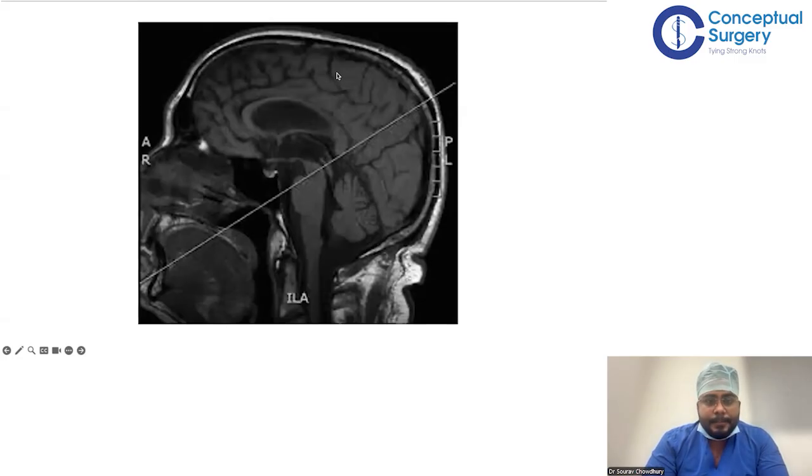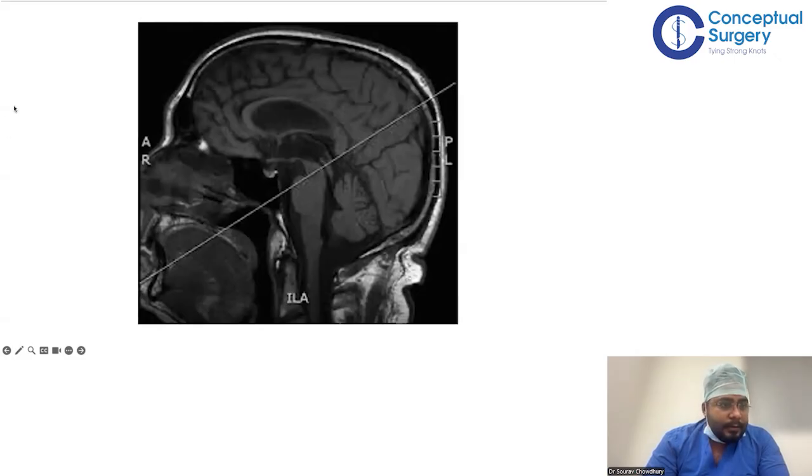You can see this is the gray matter. This is the subcortical white matter. This is the corpus callosum. These are the lateral ventricles. This lateral ventricle joins the third ventricle through the foramen of Monro. Through the third ventricle, there is another channel called the aqueduct of Sylvius. This particular structure is the aqueduct of Sylvius.